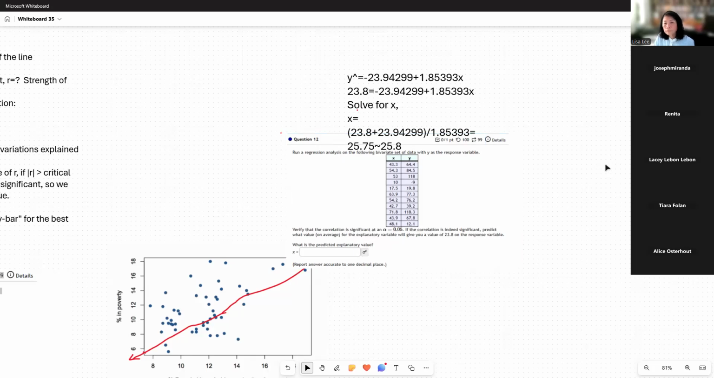This is a challenging one. A lot of people ask me why they couldn't get the correct answer, because a lot of people plug the 23.8 into the x, and that's why it never matches the correct answer.